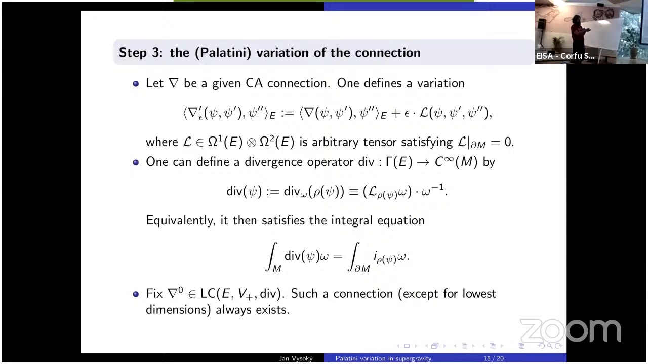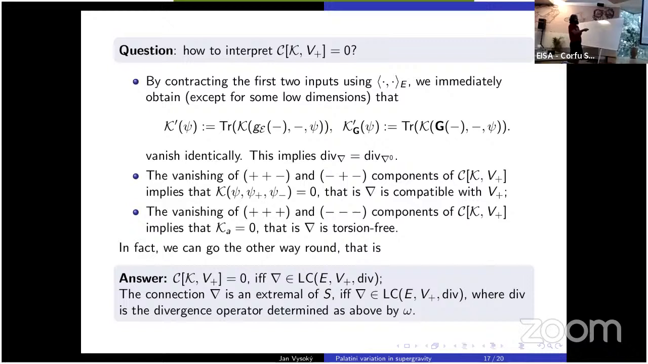And then you look at various components of this tensor. So the plus-plus-minus and minus-plus-minus components of this tensor give you that nabla is in fact compatible with V plus, and the plus-plus-plus and minus-minus-minus components of this tensor give you that the completely skew symmetric part of K vanishes, which is equivalent to saying that nabla is a torsion free connection.